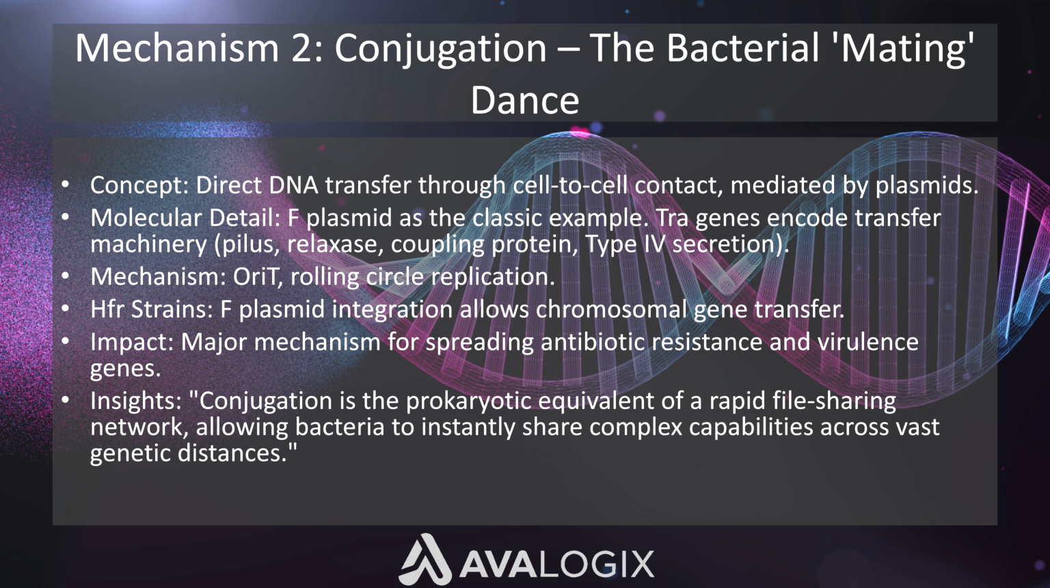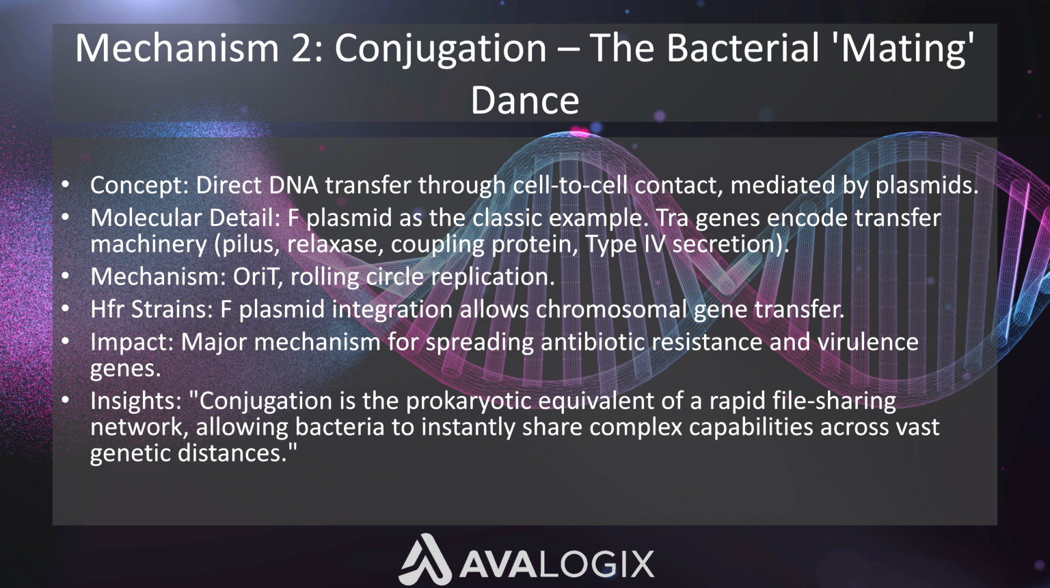Conjugation is perhaps the most impactful form of horizontal gene transfer, HGT. Often termed bacterial sex, it involves direct cell-to-cell contact and one-way DNA transfer from a donor to a recipient. This process is mediated by conjugative plasmids, extrachromosomal DNA elements. The classic model is the F fertility plasmid in E. coli. A donor cell, F+, carries the plasmid, which contains tra genes encoding the machinery for conjugation.